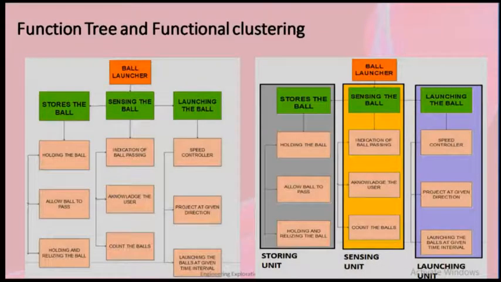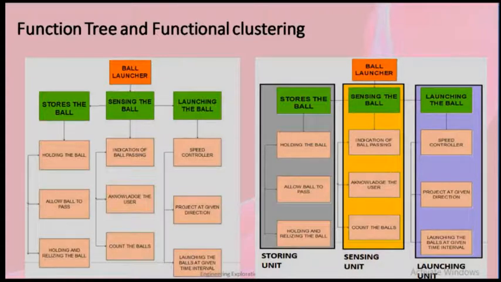This is the function tree and function cluster. By looking at this, we can get to know the subsystems identified and their functions. The first subsystem identified by us is the storing unit. The main functions are holding the ball, allowing the ball to pass and releasing the ball.